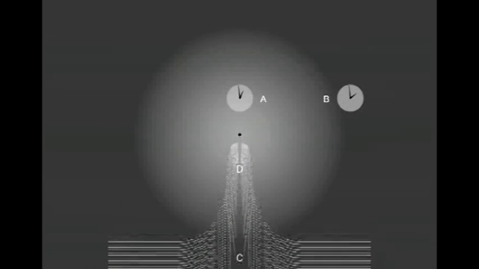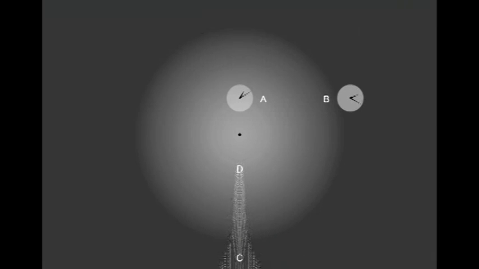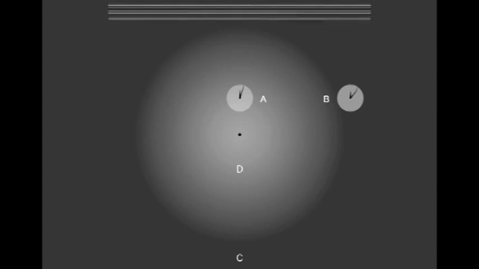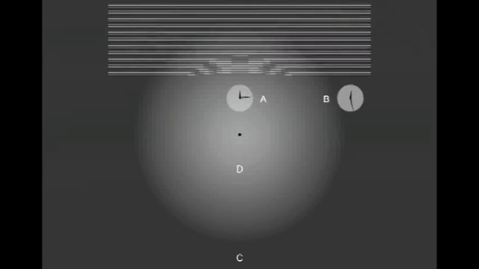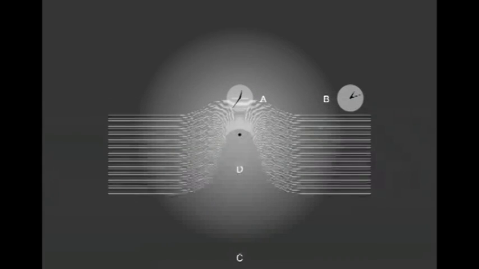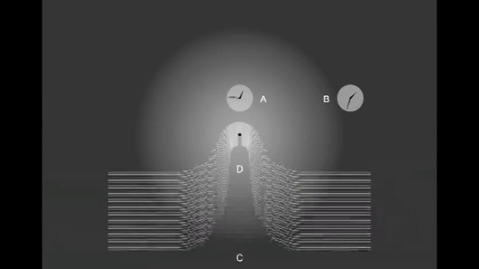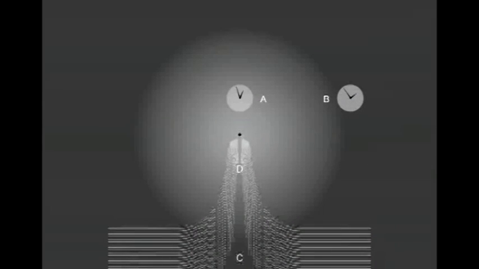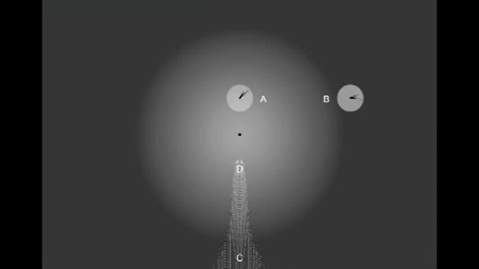Gravitational time dilation is the difference of elapsed time between two positions of unequal gravitational mass. Notice the clock at position A has a different rate as the clock at position B. The clock at position A has a slower rate because of its position in the gravity well. The rate of elapsed time decreases or slows as gravitational mass increases.